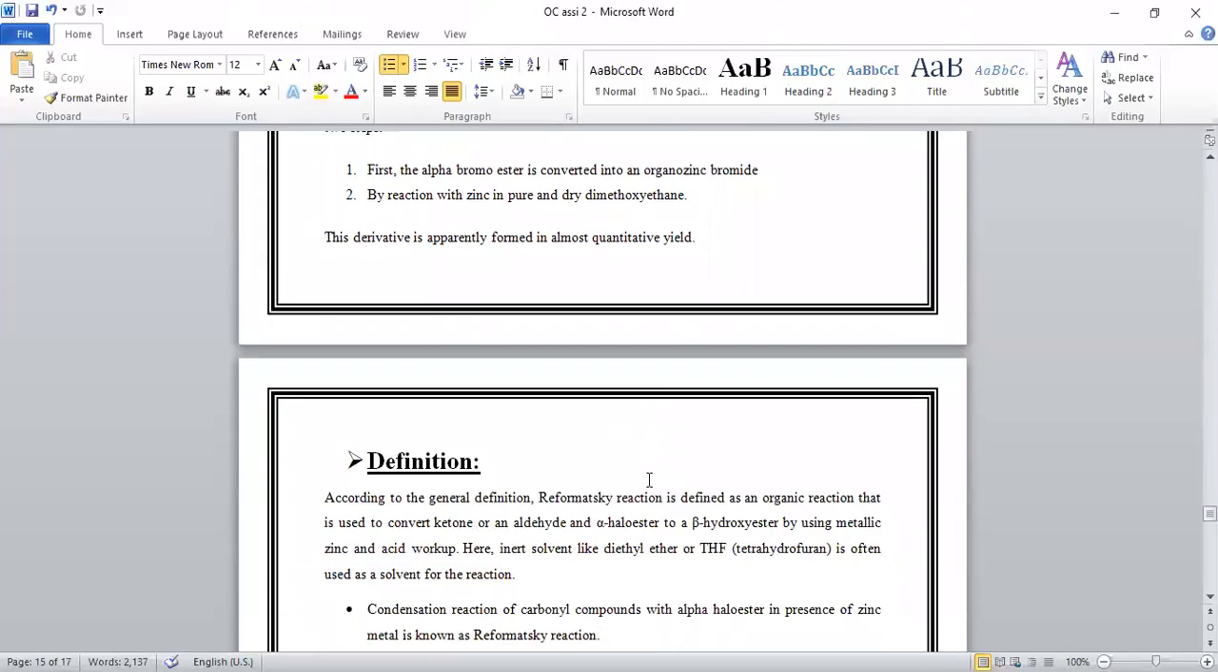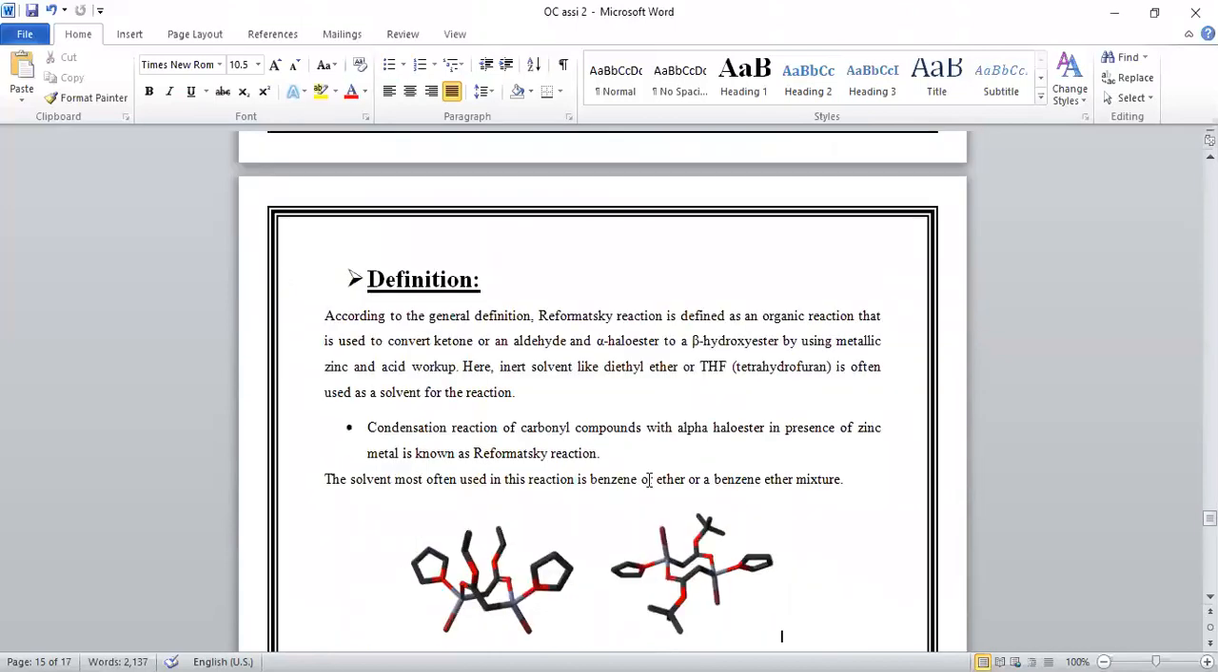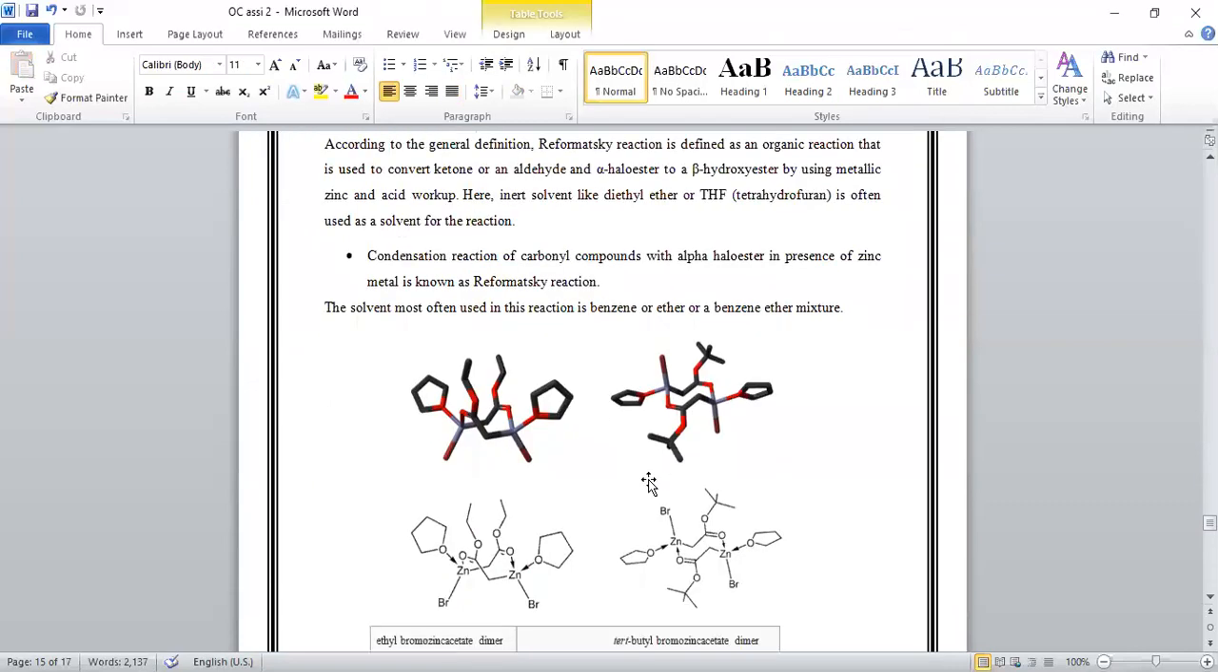Then its definition. According to the general definition, the Reformatsky reaction is an organic reaction that is used to convert a ketone or an aldehyde and an alpha haloester to a beta hydroxyester by using metallic zinc and acid workup. Here, an inert solvent like diethyl ether or THF is often used. Condensation of carbonyl compounds with alpha haloesters in the presence of zinc metal is known as the Reformatsky reaction. The solvent most often used is benzene or ether or a benzene-ether mixture.